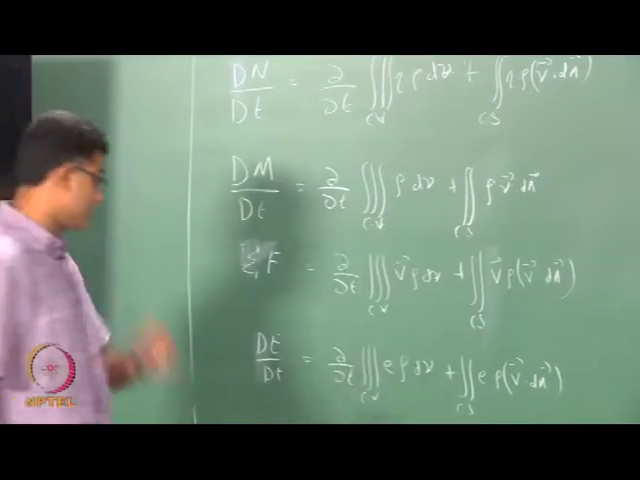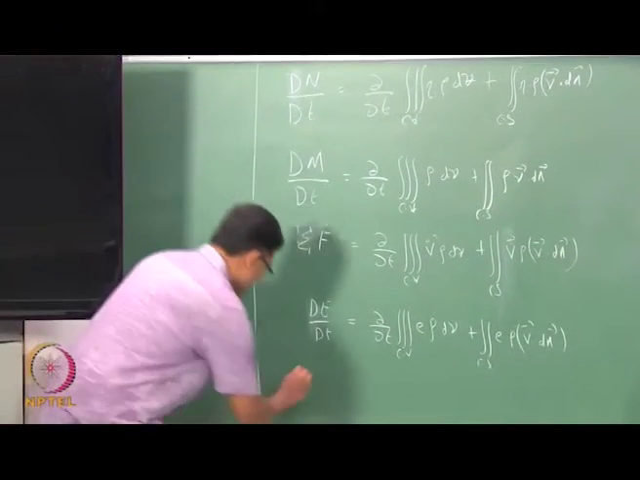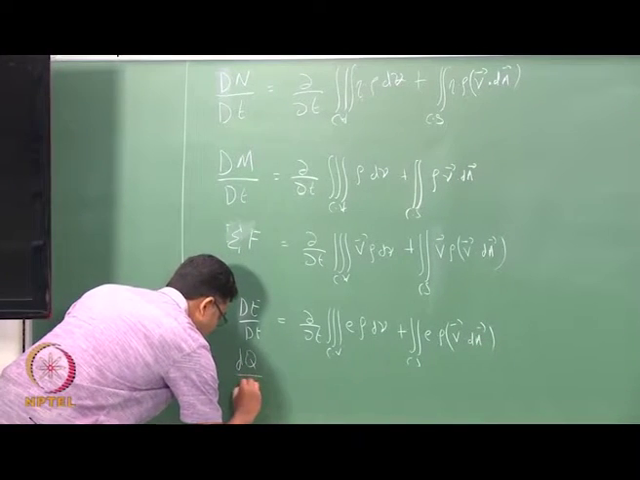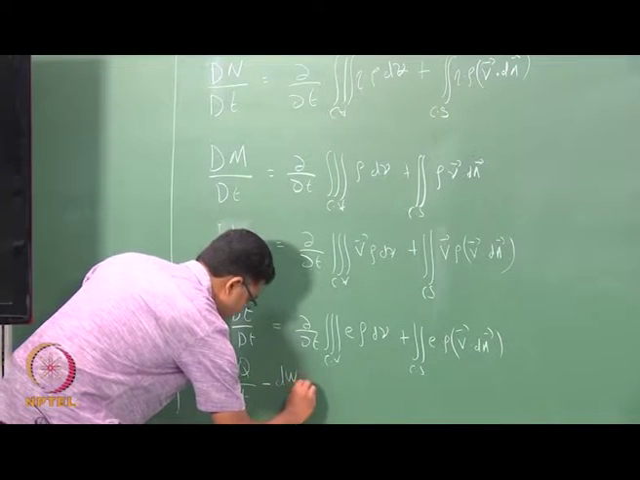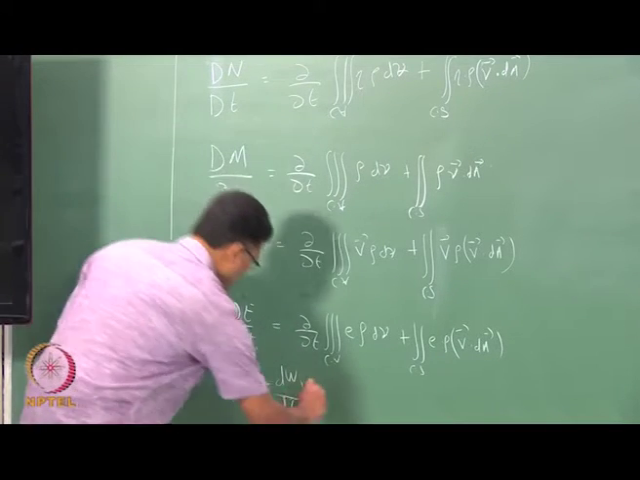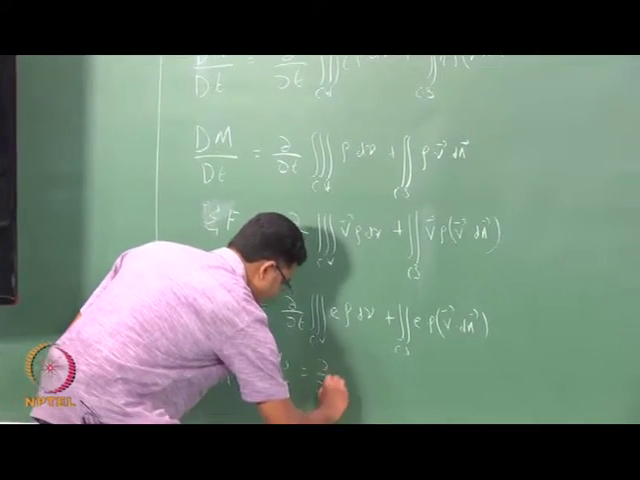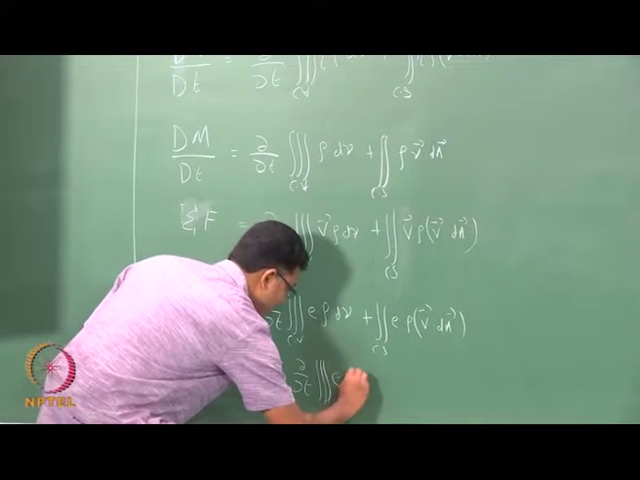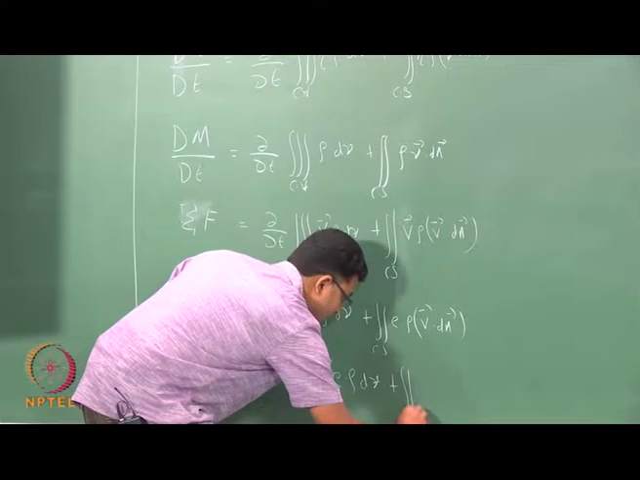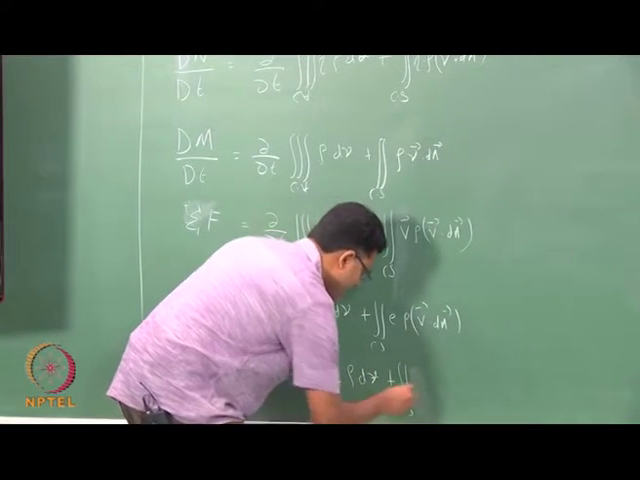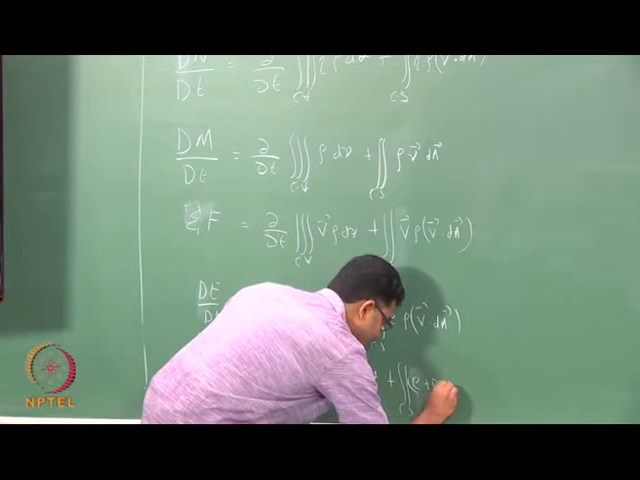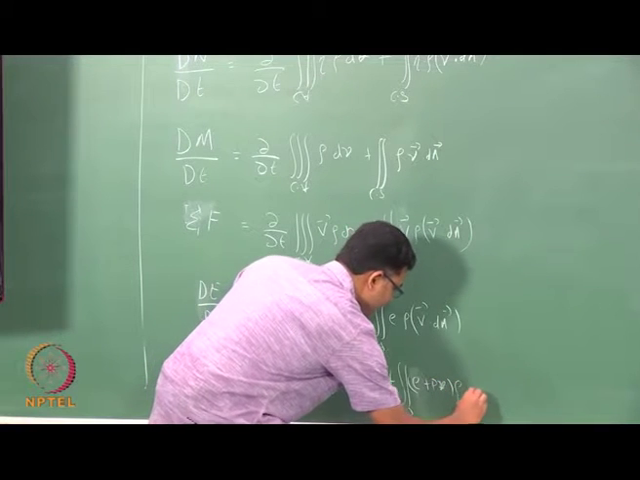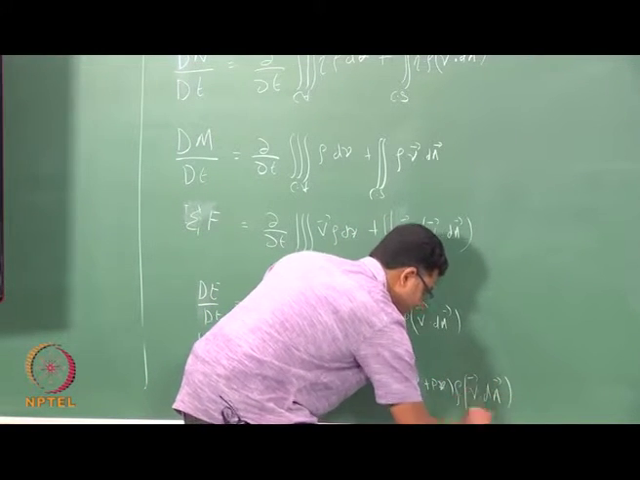And we have also substituted this in the second law of thermodynamics, and we have obtained this as dQ by dt minus dW shaft by dt equals del by del t of the integral of E rho dV plus the integral over the control surface of (E plus PV) rho V dot dA, where v is the specific volume. Okay.